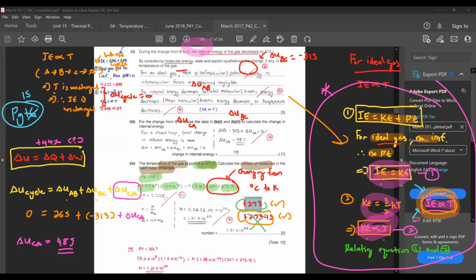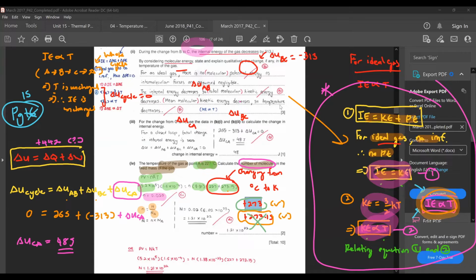Okay. Right. So eventually, if you solve this using PV equals to nRT, you should get the number of moles as 0.020. Okay. So the question wants number of molecules. All right, number of molecules. In chemistry, you would have learned that number of moles is number of molecules over your Avogadro constant.